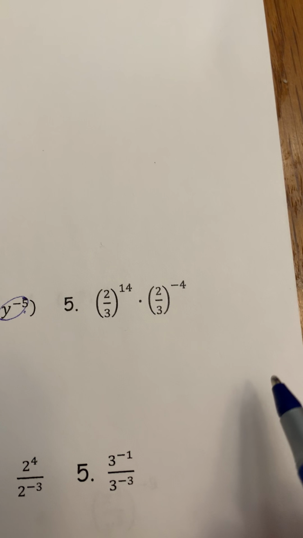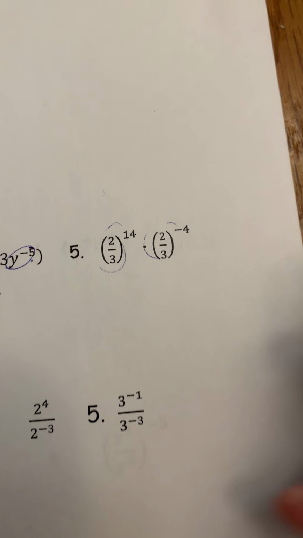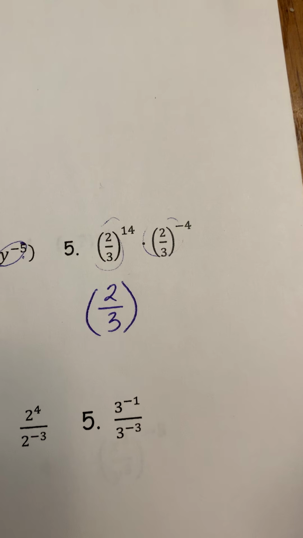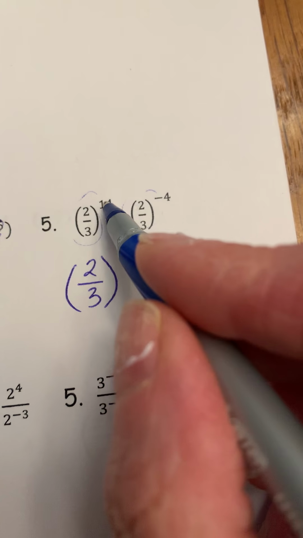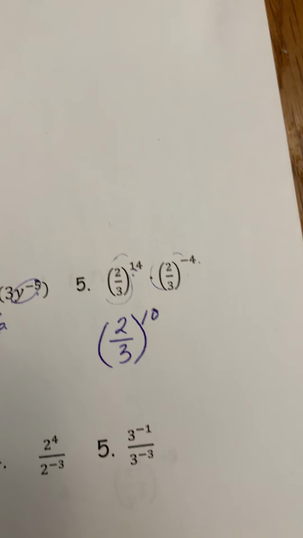Now these ones look a little weird, but they're not scary at all. We can see that the 2/3 are exactly the same, so we actually have like bases. So we're going to write down 2/3, and because it started in brackets, we're going to leave it in brackets. And now we're going to go back and we're going to add the exponents, and 14 minus 4 is 10.